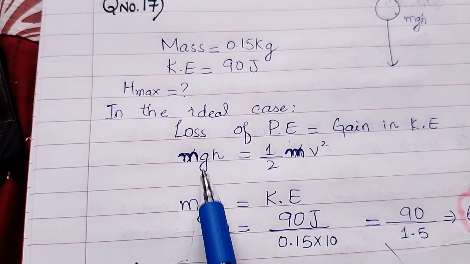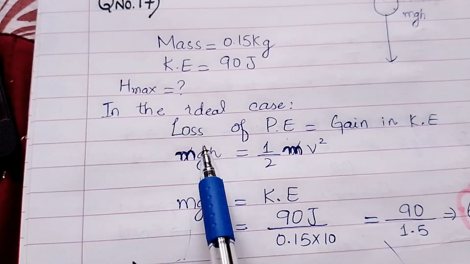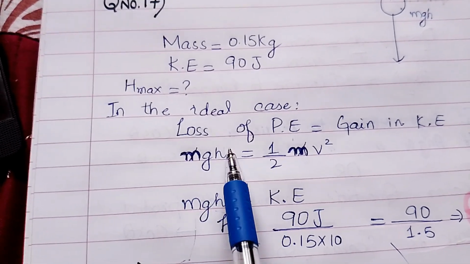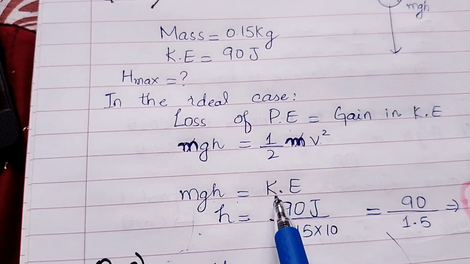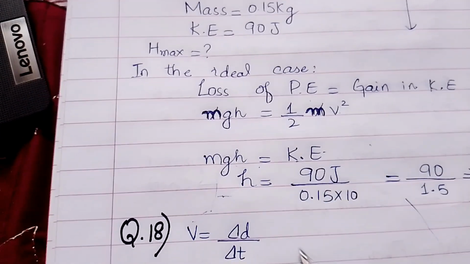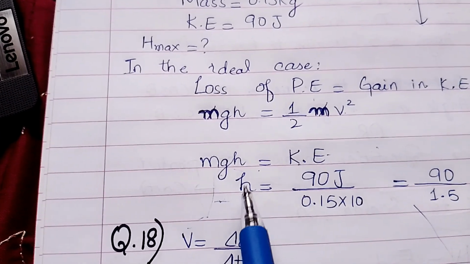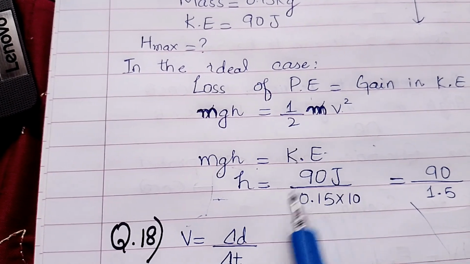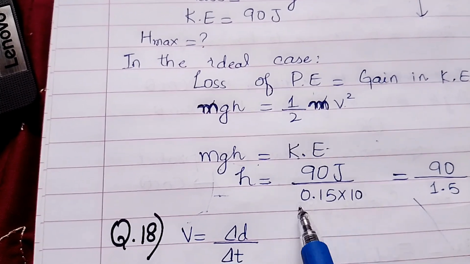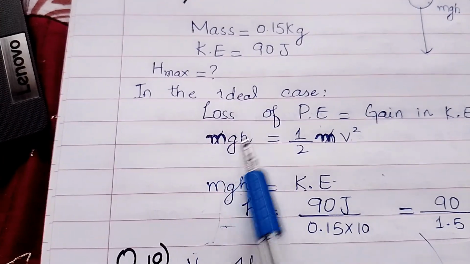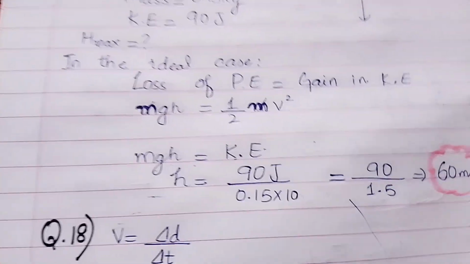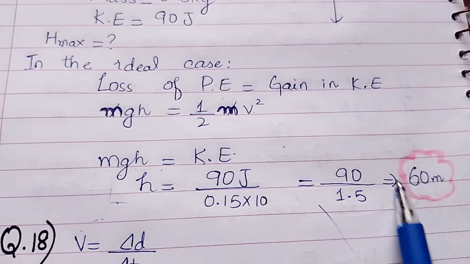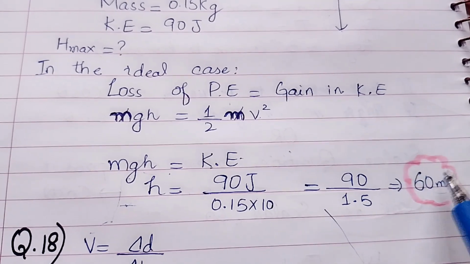So we can write it as mgh, and that is equal to 1/2 mv squared. So mgh is equal to kinetic energy, and we can calculate the height from this as height is equal to 90 divided by 0.15 into 10, that was mass, and 10 is our gravitational acceleration. So we just wrote this, and this came out to be 60 meter.